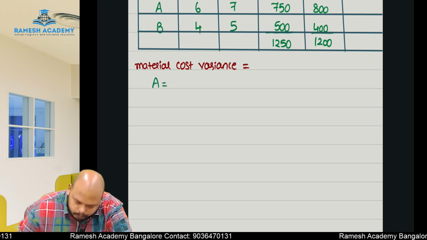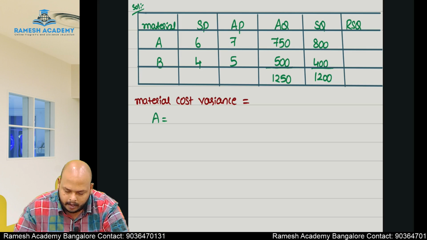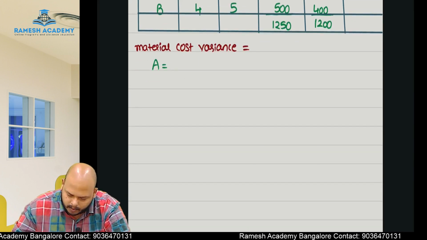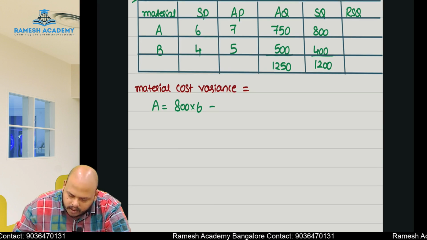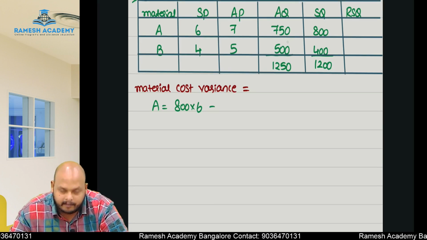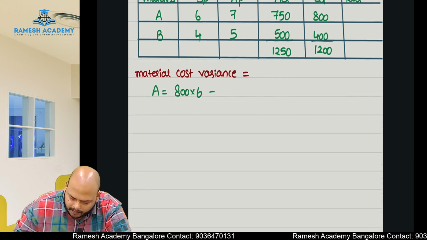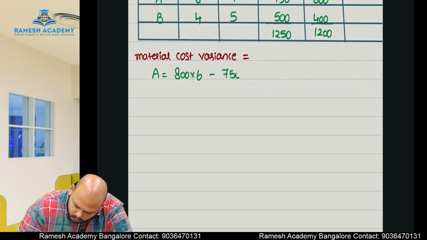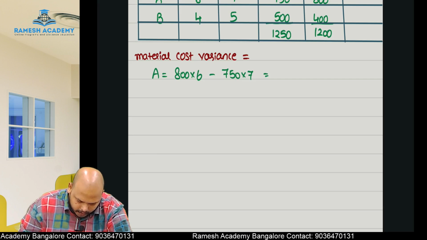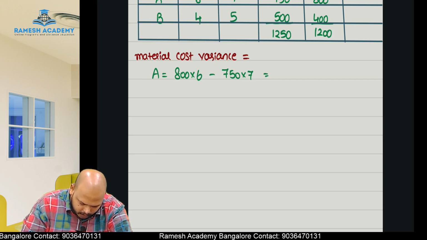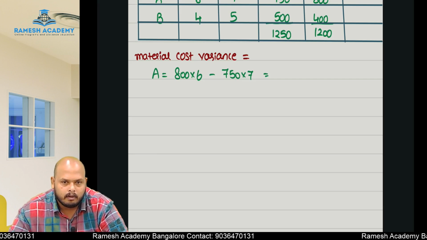For A, what is the standard quantity we expected? 800 kgs. And what is the standard price we expected? 6 rupees. 800 into 6 minus. What is the actual quantity incurred? 750. And what is the actual price incurred? 7 rupees. 750 into 7. So 800 into 6 minus 750 into 7, that is nothing but 450 rupees negative.